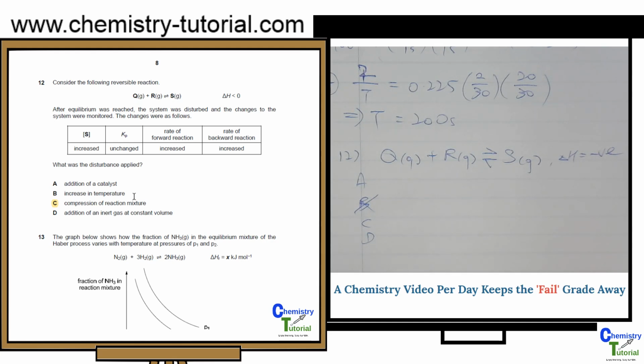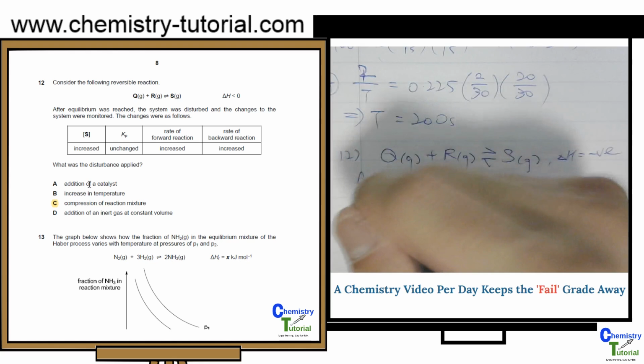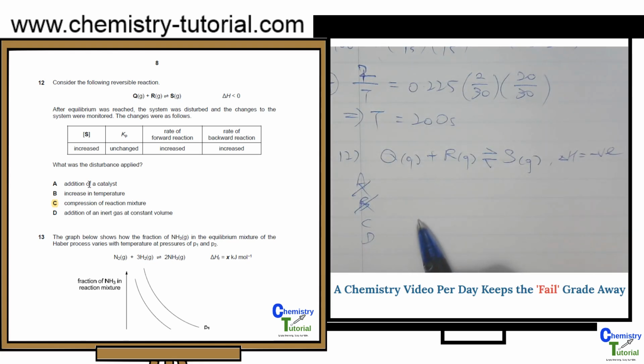Now, is there any use of catalyst? Now, yes. The thing is, if we use a catalyst, yes, we do have both the forward rate and the backward rate increasing. That's correct. However, the use of catalyst will not affect the yield. It just speeds up the forward rate and the backward rate. But here, the concentration of S, the concentration of product actually increases, which means that we cannot choose option A. Always take note that the use of catalyst only increases the forward rate and the backward rate. It does not affect the yield. So A and B are out.